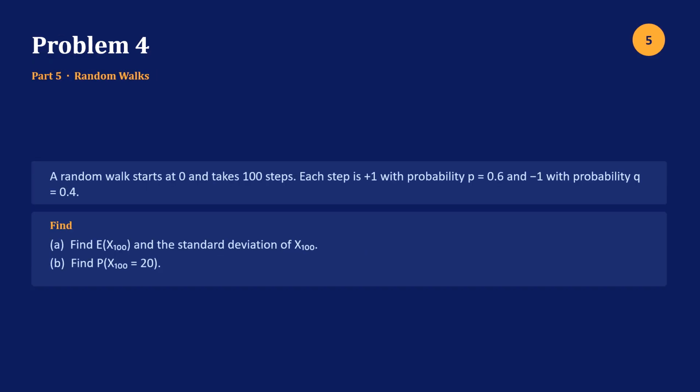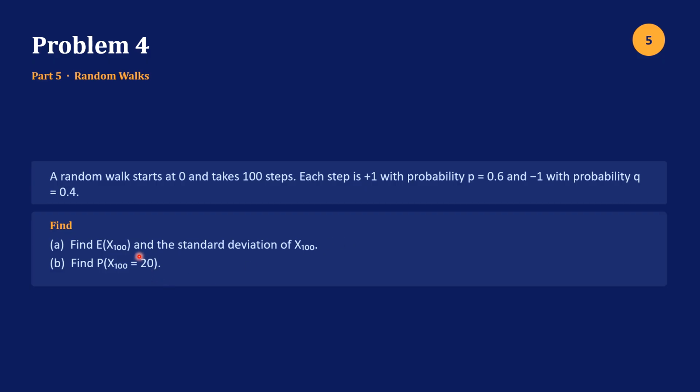Problem number 4 comes from the lesson on random walks. A random walk starts at 0 and takes 100 steps. This is one-dimensional, so you either go left or right, or up or down, but just one dimension. Each step is plus 1 with probability 0.6, and minus 1 with probability 0.4.